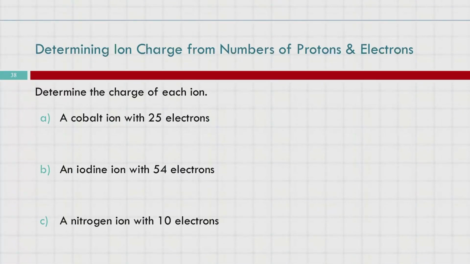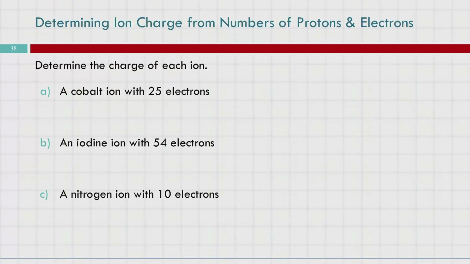All right, let's do some ion practice as well. So determine the charge for each of these ions. We've got a cobalt ion with 25 electrons. What's some information that we're given? We've got cobalt and we've got 25 electrons. If cobalt exists normally as a neutral atom, how many electrons is it going to have? It's going to have 27. So we find Co for cobalt, and it's got that 27 number in the top right. The 27 is Z, which is the number of protons.